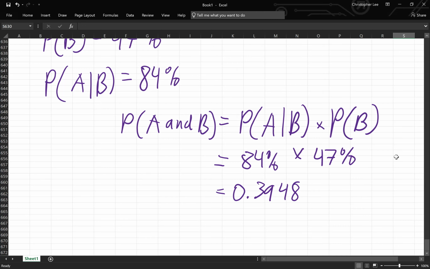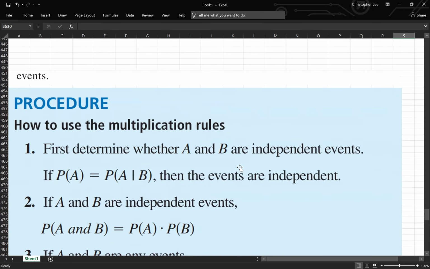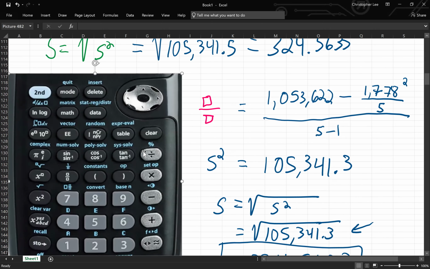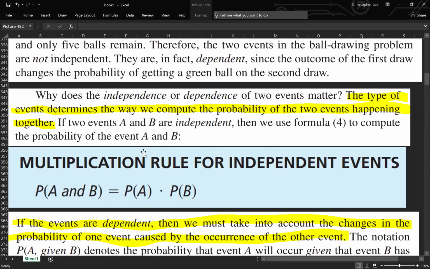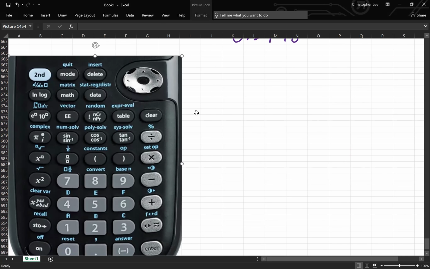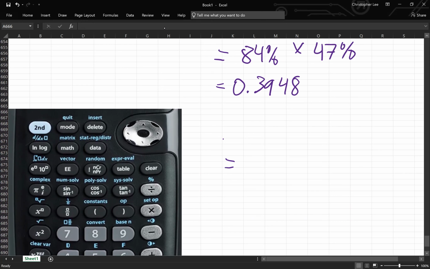All right, let me show y'all how to do percent real quick. Just bear with me one second. All right, real quick. So I need to copy. 84% times 47%, right?